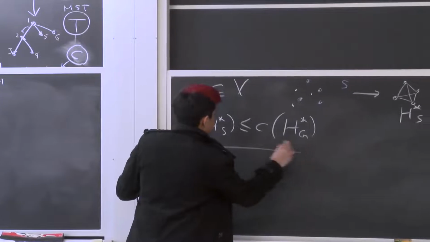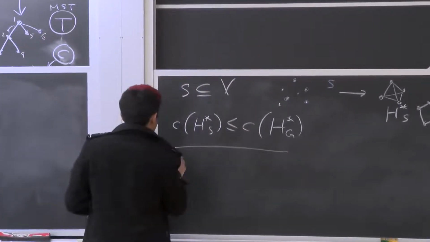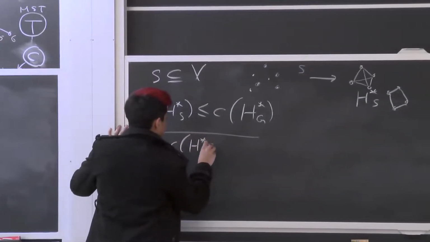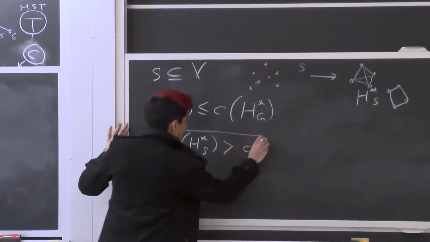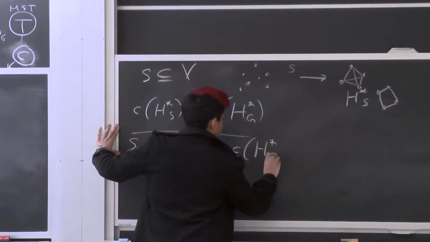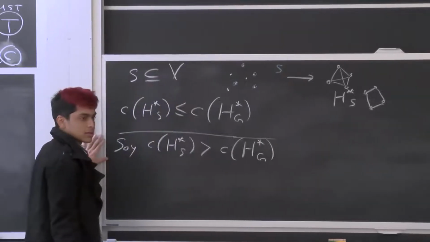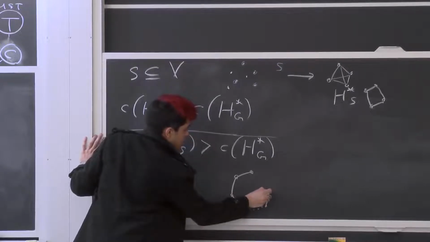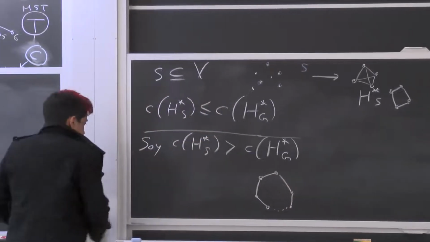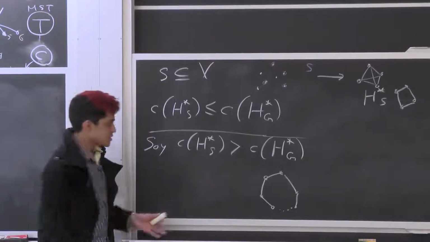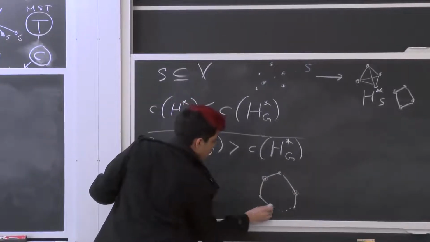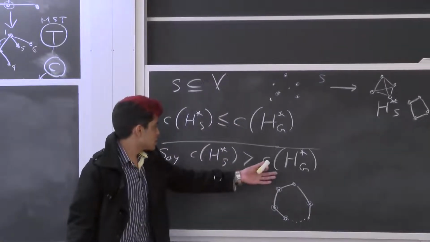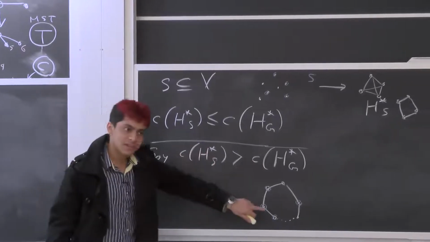So, proof by contradiction. Say cost of H star of S is actually greater than cost of H star of G. Okay. So look at H star of G. It's a cycle, right? So you have your cycle. And in this cycle, you have all the vertices of S. So pick them out. And now you have a cycle which has cost less than the optimal cycle in S, but it contains all the vertices in S.